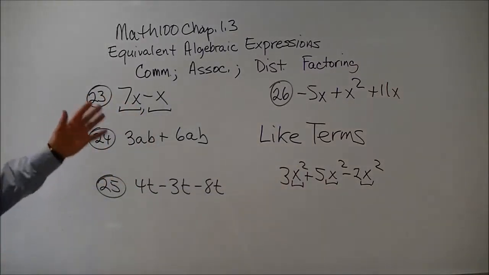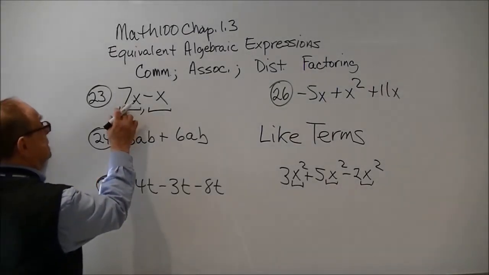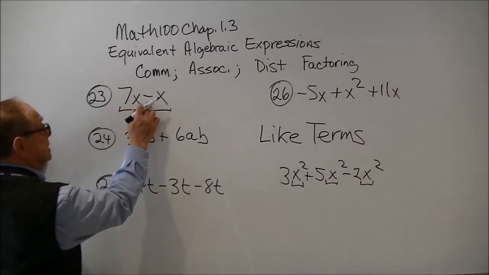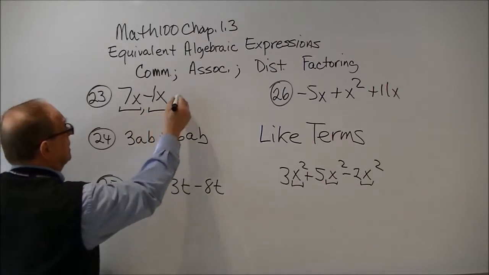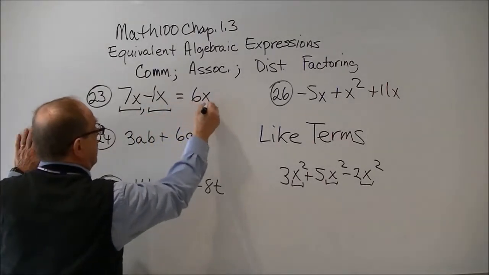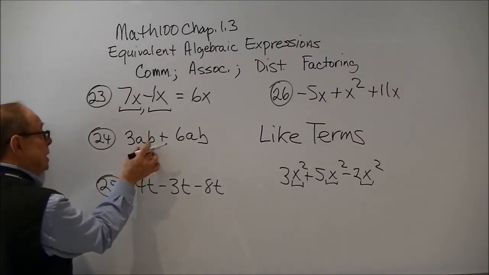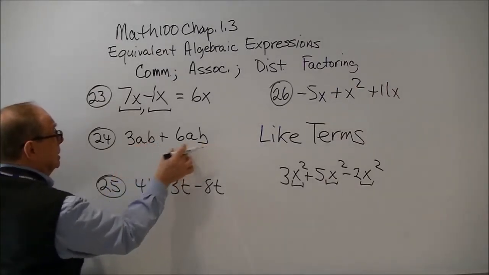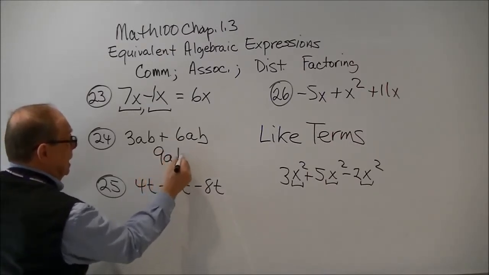So, as we combine like terms here, that'll be our next little item. So here we have 7x minus, and a good idea is to put a 1 there, 1x. This is going to be a 6x. Now here we have 3 of AB's and 6 of AB's, which will give us 9 AB's.